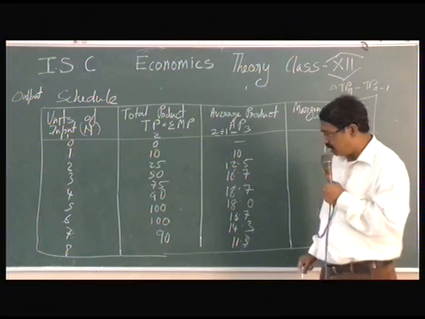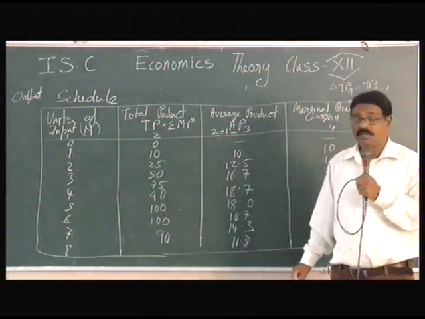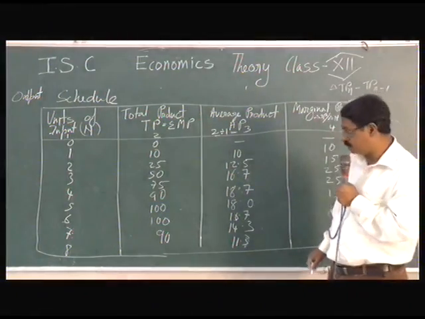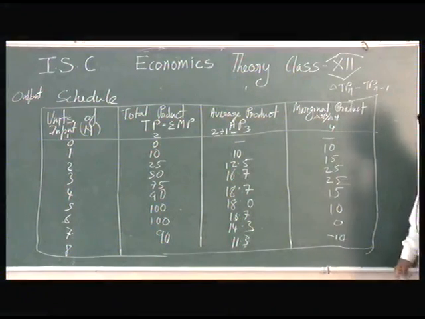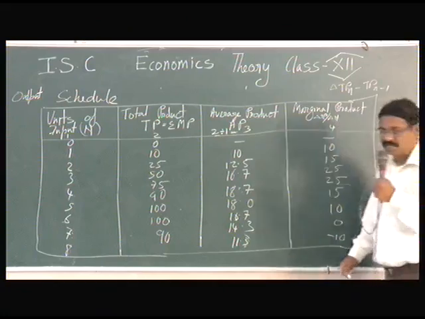Now he employs the 8th labor by chance. A rational entrepreneur will not do it. But let us take the scenario: if the 8th one is employed, total falls to 90, average falls to 11.3, and marginal is minus 10. This person's, the 8th labor's, contribution is negative.